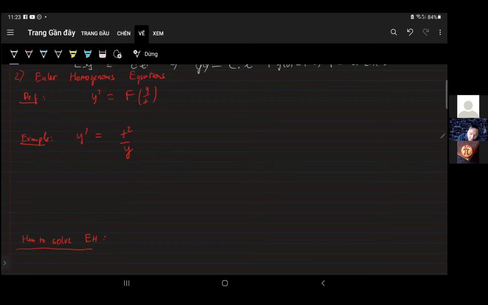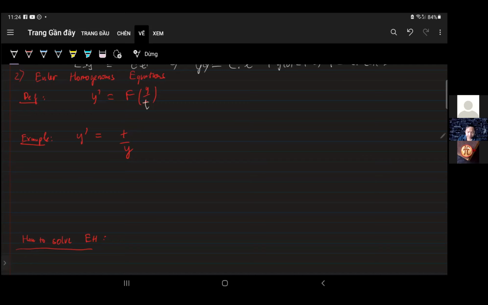And Euler found out that if any first order differential equation can be written as y prime equals f of y divided by t, then we are able to solve it as long as we are able to compute the antiderivative of some function that I will mention later. Okay, so that is basically the idea, and how do we do it with that?